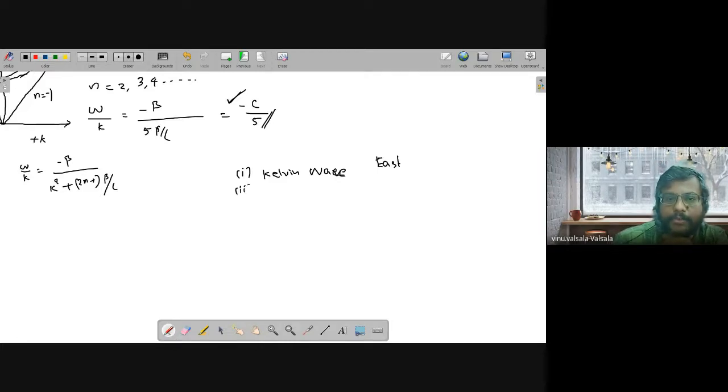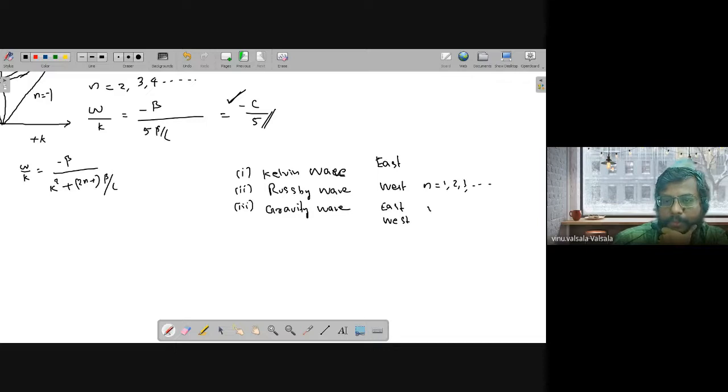And the second type of wave is the Rossby wave, the equatorial Rossby waves. What are the properties of this wave? They always travel in the west direction, and they have structure n equal to 1, 2, 3, etc., according to the meridional mode number. And another type of wave we found today is the gravity wave, equatorial gravity waves or Poincare waves. Gravity waves can be eastward propagating or westward propagating, doesn't matter. They are high frequency waves, so omega is relatively larger in this case. Omega is the frequency of the wave.